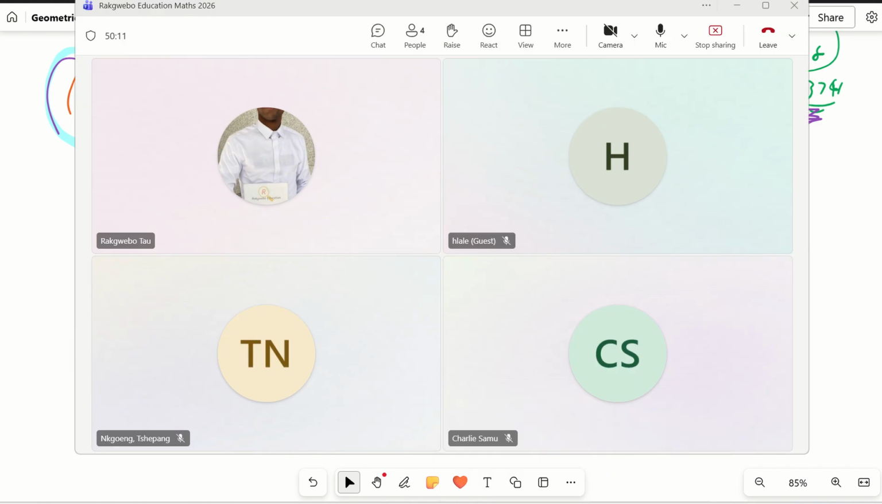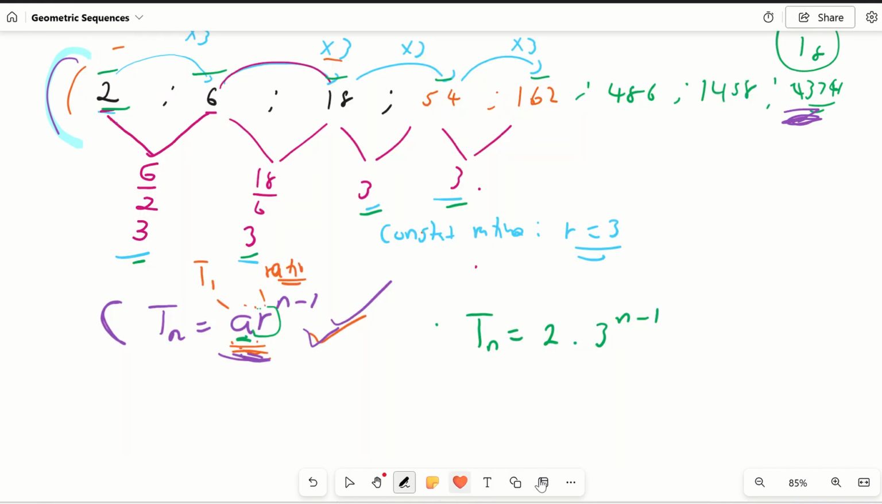All of us, yeah? Right. Sharp. So this is the general term. You get marks for that. So now you're looking for T8. Let's see if we're going to get the same answer.